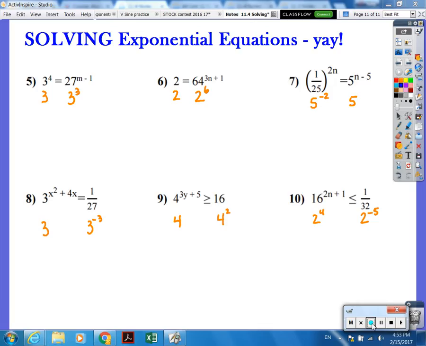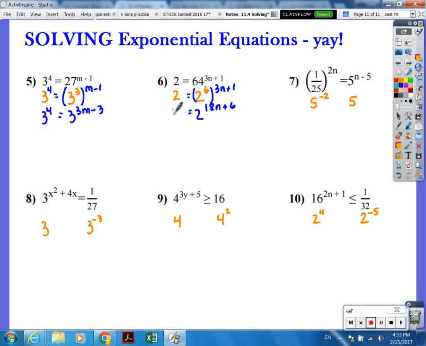So let's take a look at what I can do with my exponents. I have 3 to the 4th equals 3 cubed raised to the m minus 1. And that's really 3 to the 3m minus 3 on the right-hand side. I'm going to get to this place and stop on all of them. I have 2 on the left, and I have 64 raised to the 3n plus 1, which is the same as 2 raised to the 18n plus 6.